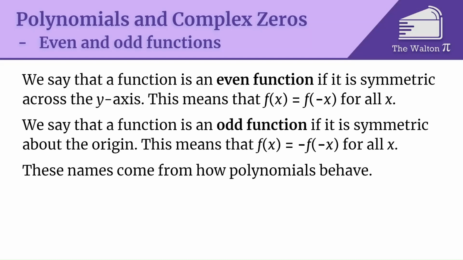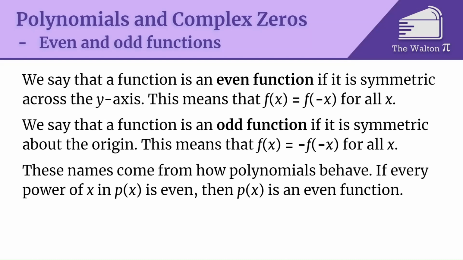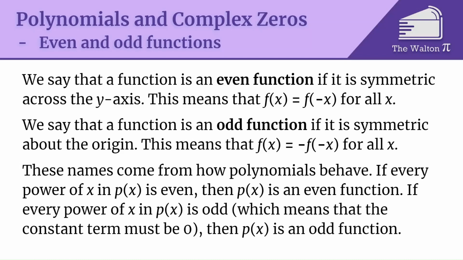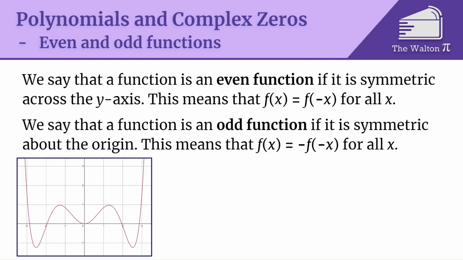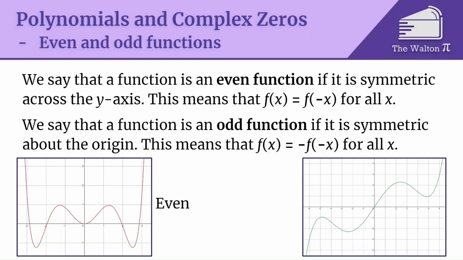And these names actually come from how polynomials behave. If every power of x in P of x is even, then P of x is an even function. If every power of x in P of x is odd, which means that the constant term in the function must be 0, then P of x is an odd function. So this function is symmetric about the y-axis. That means f of x is f of negative x for every x, so this is an even function. And then for this function, if we rotate it 180 degrees around the origin, it looks exactly the same. So this is an odd function.